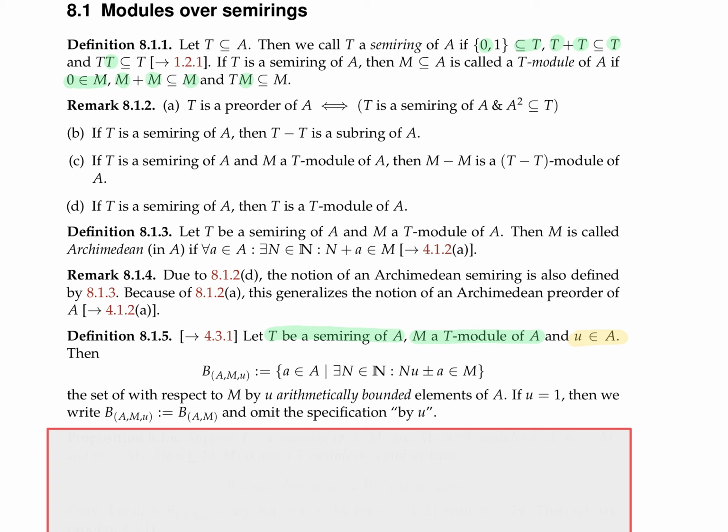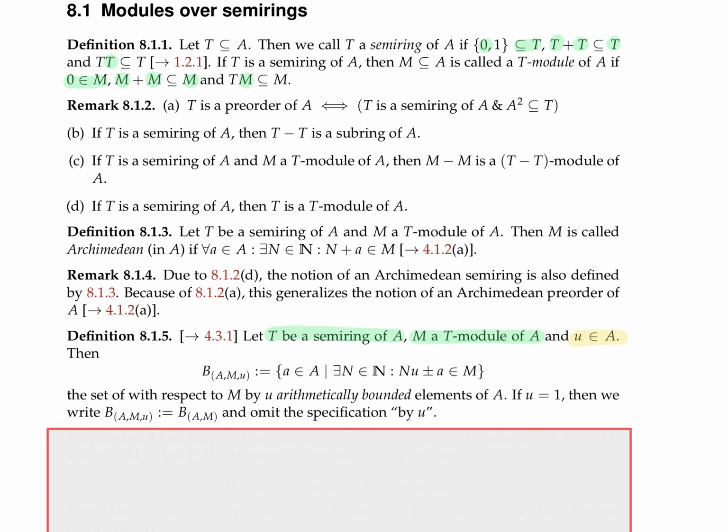T can be a semiring of A. It can even be a T-module of A, where T is a semiring. And U does not necessarily have to be 1. U can actually be anything. So when we say it's arithmetically bounded by U, the idea is the same, so a U somehow replaces a 1, that's always the idea. The notation is now B_A(M,U), whereas before it was B_A(M).